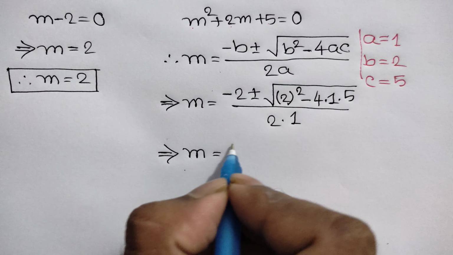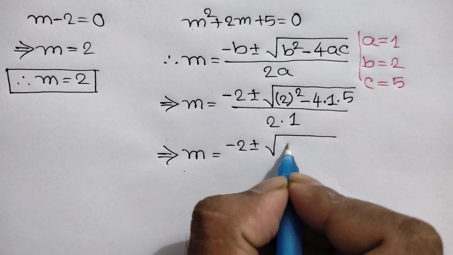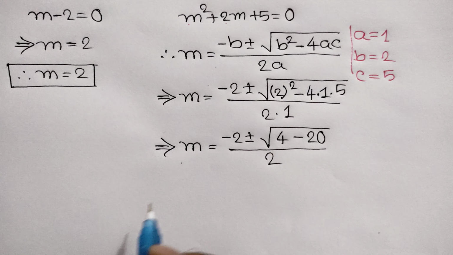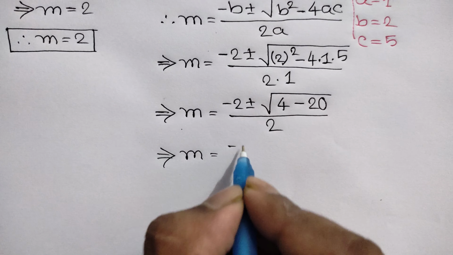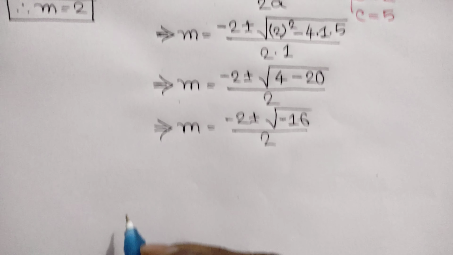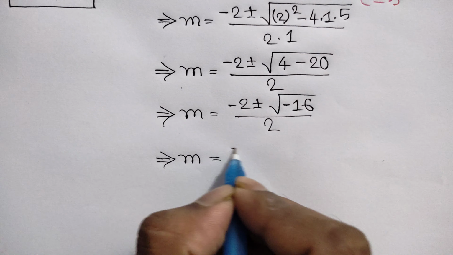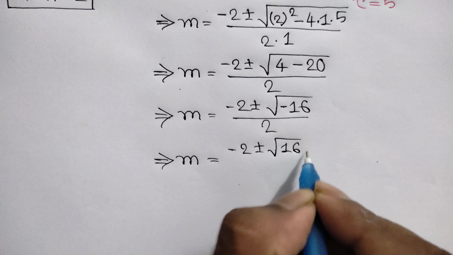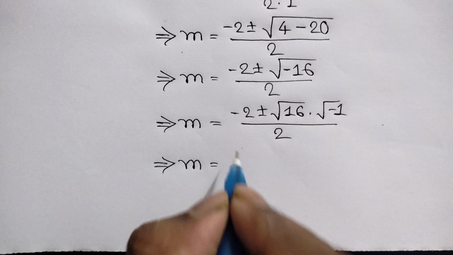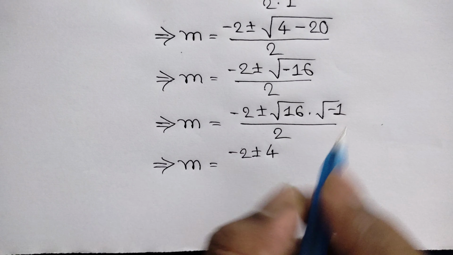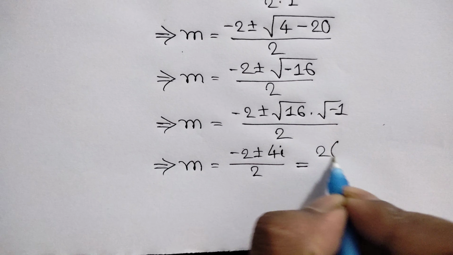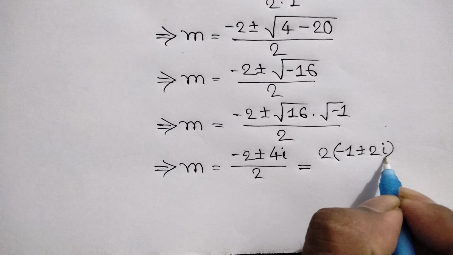Or m is equal to minus 2 plus or minus square root of 2 square, that means 4, minus 4 times 1 is 4, 4 times 5 is 20, over 2 times 1 is 2, or m is equal to minus 2 plus or minus square root of 4 minus 20 is minus 16 over 2, or m is equal to minus 2 plus or minus, here we can write square root of 16 times square root of negative 1 over 2, or m is equal to minus 2 plus or minus, we know that square root of 16 is 4 and square root of negative 1 is i over 2 is equal to, here we can take common 2, so we will get negative 1 plus or minus 2i over 2.